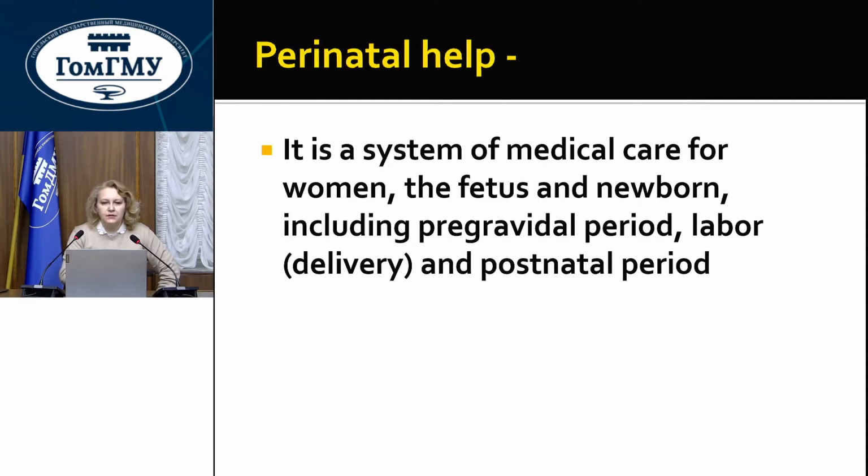What does it mean, perinatal health? It's a system of a medical care for women, fetus, and newborn, including pregravidal period. It means period before pregnancy, labor, delivery, and postnatal period. Postnatal, it means after delivery.